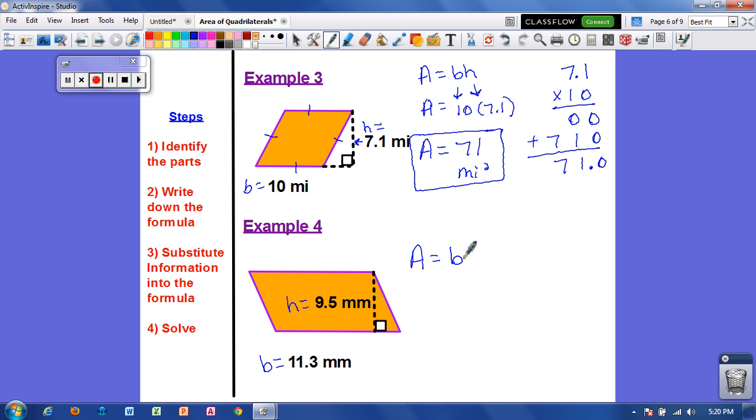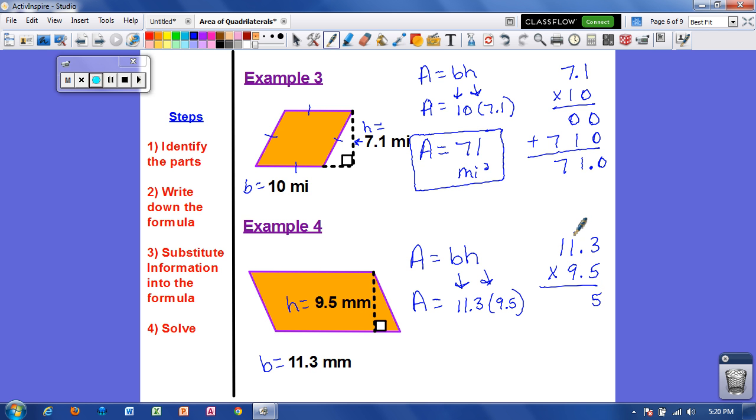So now that we've identified base and height, we just write our formula. Area equals base times height. So area equals a base of 11.3 times a height of 9.5. And now I just want to multiply that out. So I'm going to have 11.3 times 9.5.